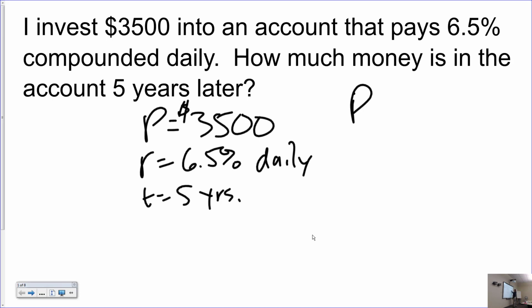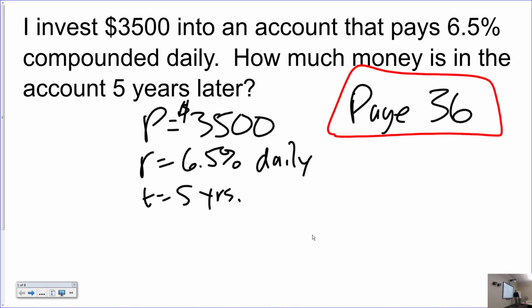Page 36. Good. Please note, why did you go to page 36, Christy? Because it said compound daily, okay? That's the special part of the table that is dedicated to computing daily compound interest calculations. So if you see any sort of compound daily phrase anywhere on the test or the homework, that's the page you go to. Done. That's like 3 points. Please don't piss them away.